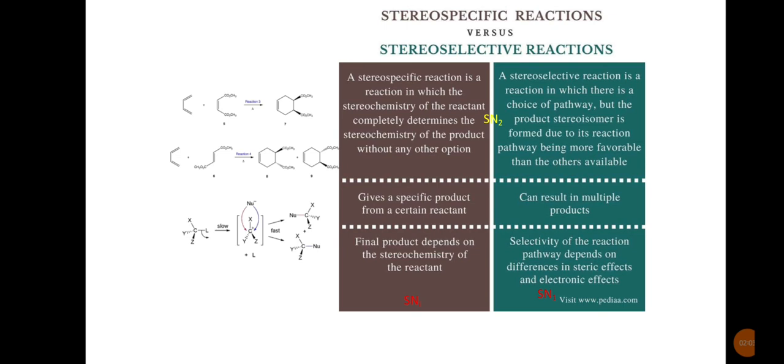Now we can see what is the difference between a stereospecific and a stereoselective reaction. A stereospecific reaction is a reaction in which the stereochemistry of the reactant completely determines the stereochemistry of the product without any other option, whereas in a stereoselective reaction, the product stereoisomer is formed because the reaction pathway is more favorable than the other available. A stereospecific reaction gives a specific product, whereas a stereoselective reaction may result in multiple products. And the final differentiation is that the final product depends upon the stereochemistry of the reactant, whereas in stereoselective it depends on the pathway and differences in steric effects and electronic effects.